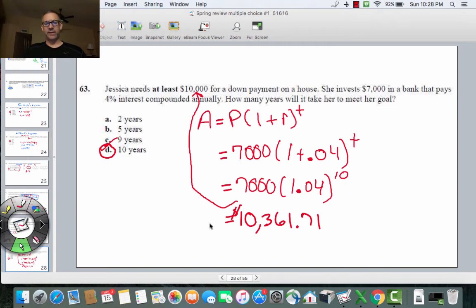Jessica wants to make enough money, so we're going to use this formula. The P is the principal, it's the starting amount, that's $7,000. 1 plus the interest rate, that's 4%, written as a decimal, it's 0.04, raised to the t, which is the number of years. So this is a guess and check problem, so just try these number of years, and whichever one gives you the $10,000, which in this case is 10 years.